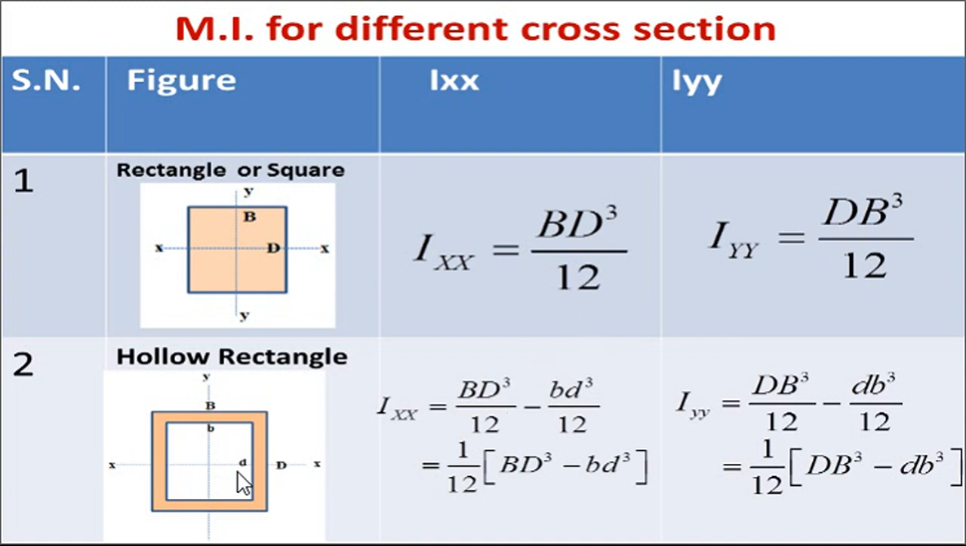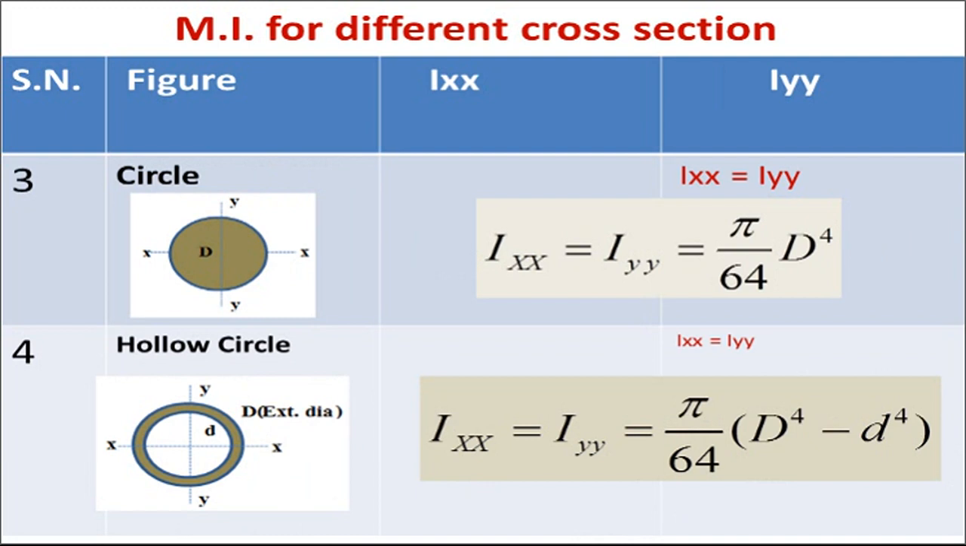The x axis is cutting depth, so here it must be cubed. Capital BD cube by 12 minus small bd cube by 12. Here 12 is common, so taking 12 common, it will be (BD cube minus small bd cube) by 12. You will get the moment of inertia about the x axis. Similarly for Iyy, capital DB cube by 12 minus small db cube by 12. I will get the moment of inertia about the y axis.